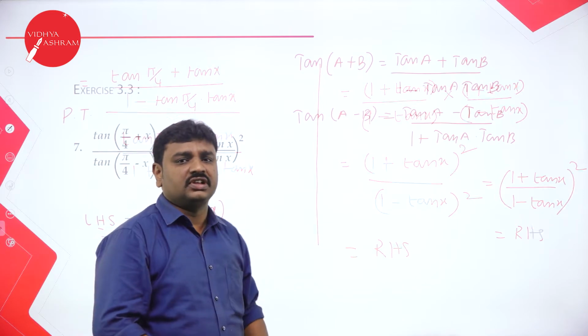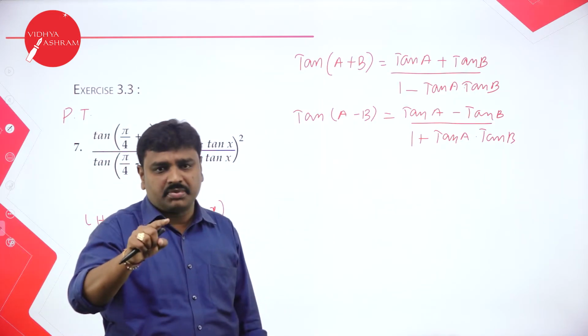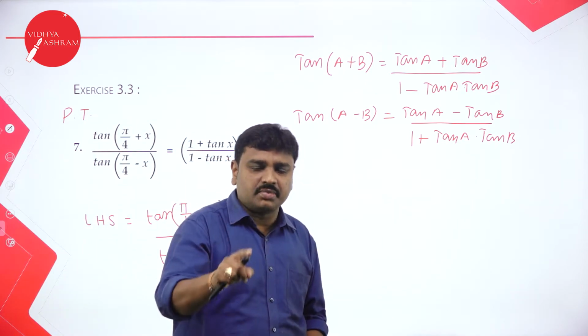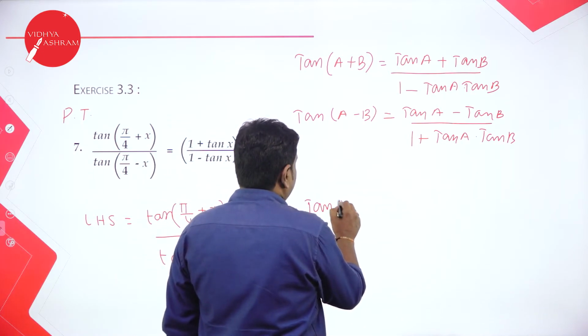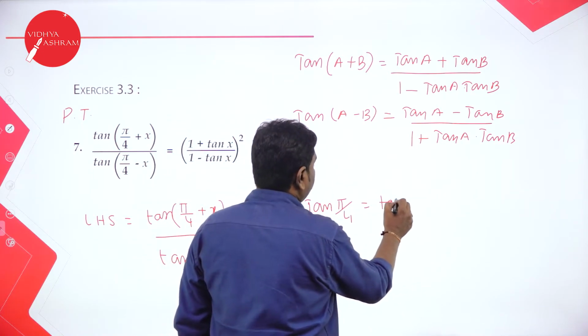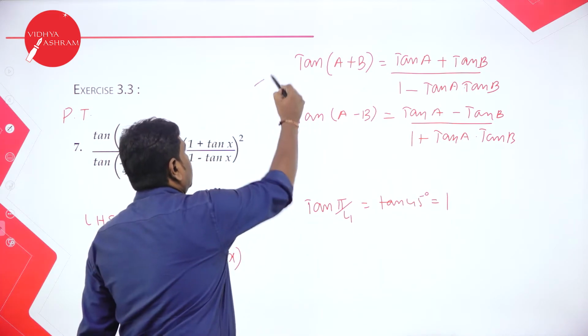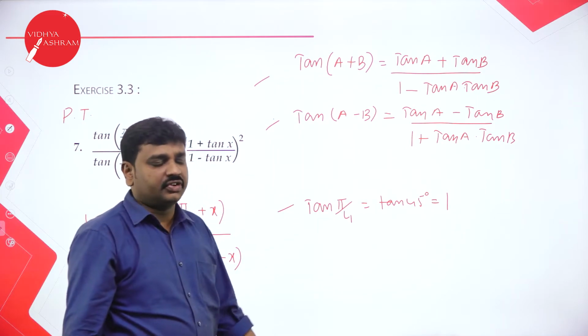But what is the basis for this? Compound angle, tan of a plus b. What is tan of a plus b? Tan a plus tan b by 1 minus tan a into tan b. What is tan of a minus b? Tan a minus tan b by 1 plus tan a into tan b. And a very important angle, tan pi by 4 means what? Tan 45. Tan 45 is what? 1. So 1, 2, 3. These two compound angle formulae and this tan 45, if you know, you can prove this.